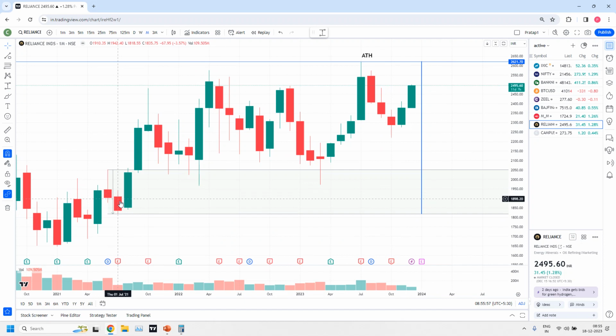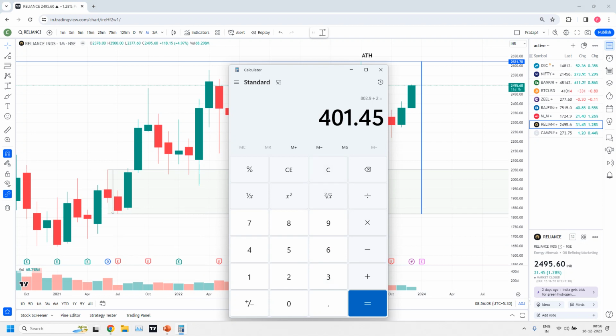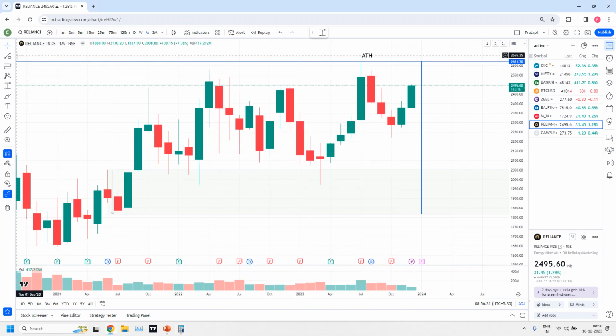So what is the starting value? The distal line value of this demand zone, that is the low of this demand zone, is 1818.55. So add that value to 401.45. 1818.55 plus 401.45 gives 2220. At 2220, you need to draw a horizontal line. So let me draw a horizontal line. That means divide into two parts.